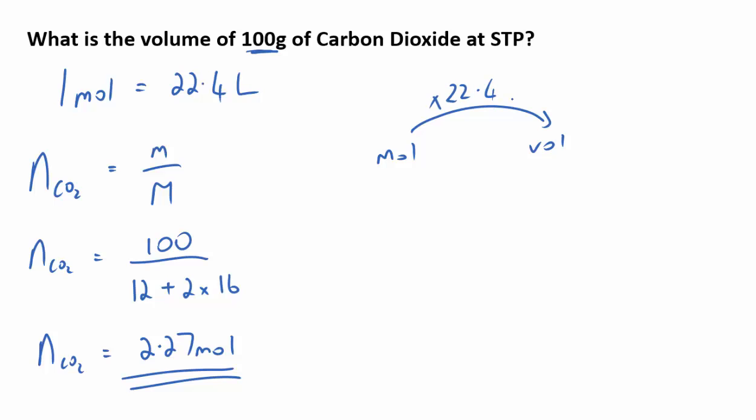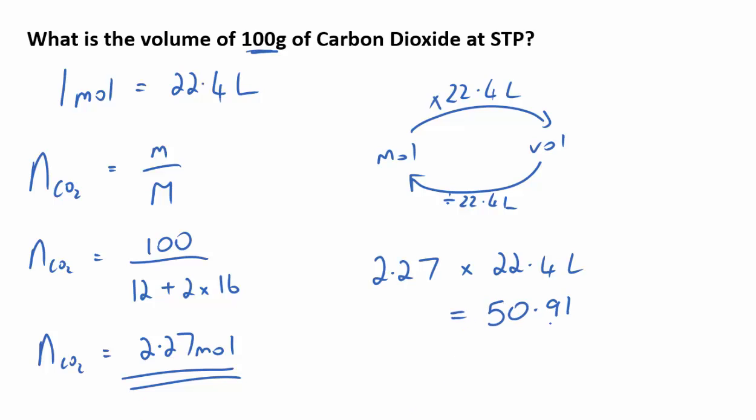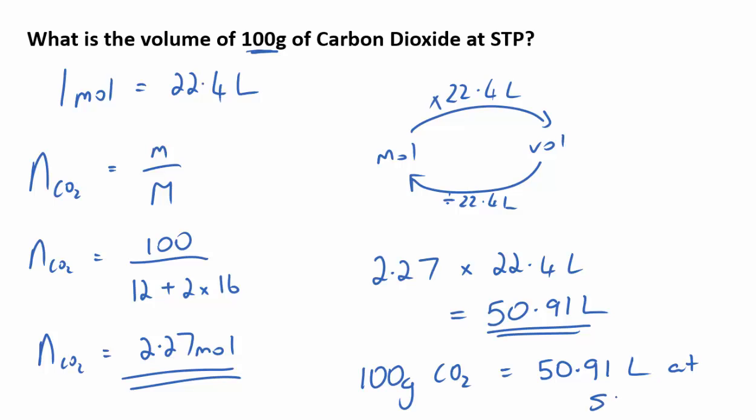Now, remembering before our conversion from moles to volume, we want to multiply by 22.4. So you're going to remember this way. This is the way to do it. Remember, if we're going back, it would be the opposite, which is divide. So it's a little conversion picture that you can memorize. So we take our moles, 2.27, we multiply by 22.4 litres. And then we end up with 50.91 litres. So we know that 100 grams of carbon dioxide at standard temperature and pressure, which is your 0 degrees and 1 atmosphere, would be 50.91 litres.